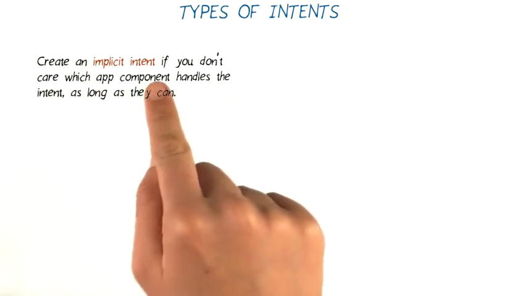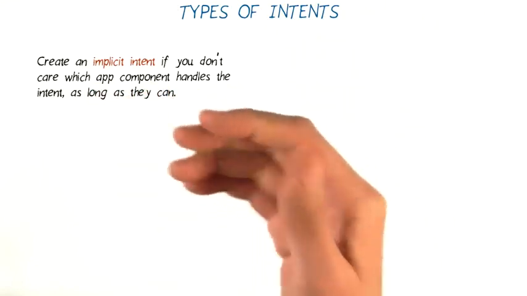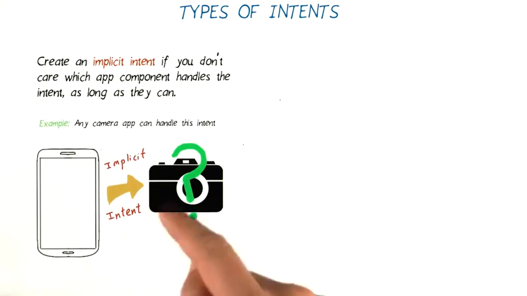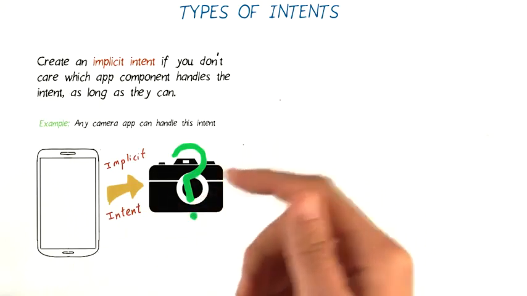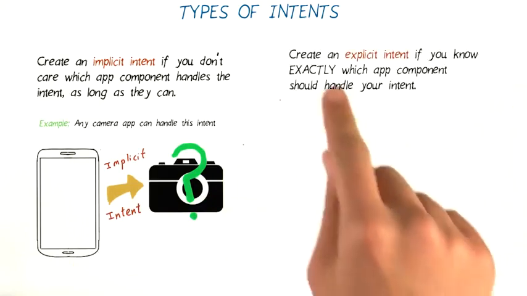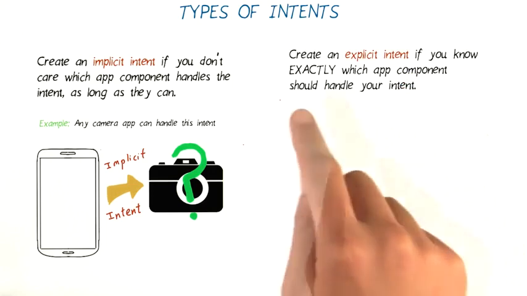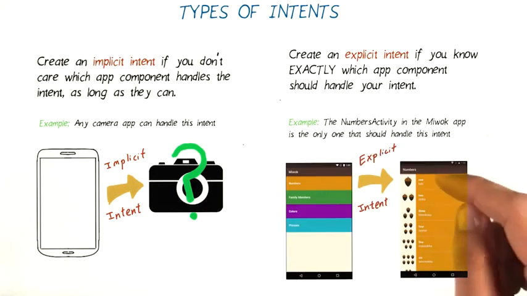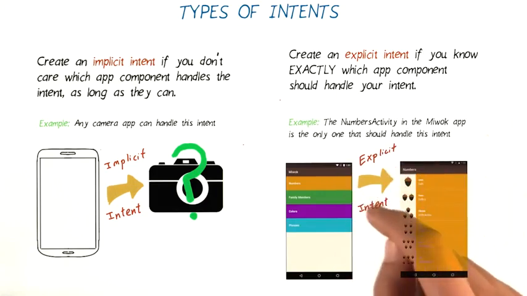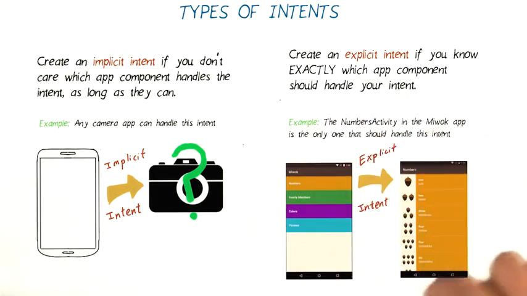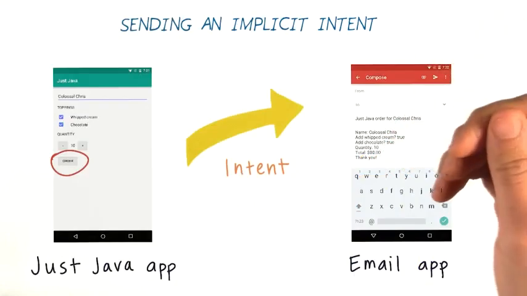You use an implicit intent when you don't know which component or even which app will handle your intent. For example, in a social media app, you can send an intent to allow a user to take a photo. It doesn't matter which camera app receives the intent, as long as the app can take a photo. On the other hand, you should create an explicit intent when you know exactly which app component or activity should handle the intent. For example, in the Miwok app, from the main screen, when you click on a category, we want to send an explicit intent to the numbers activity within our app to open that screen. It doesn't make sense to let any other activity handle this. So now let's review each case in more detail.